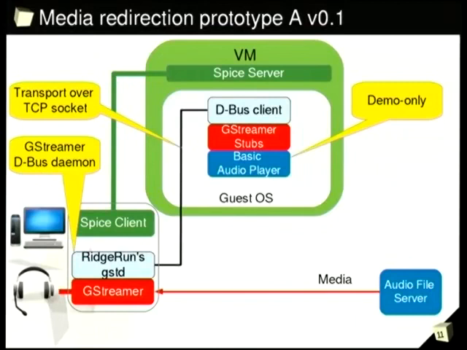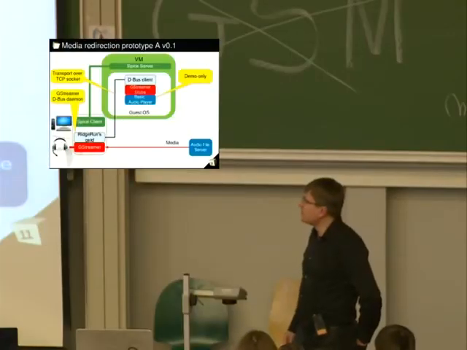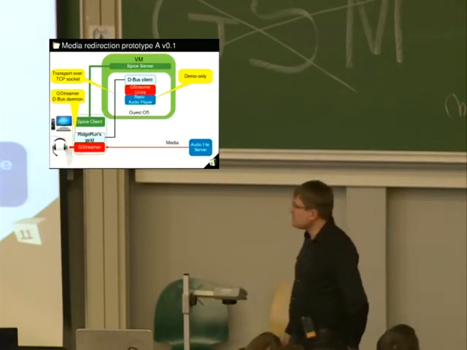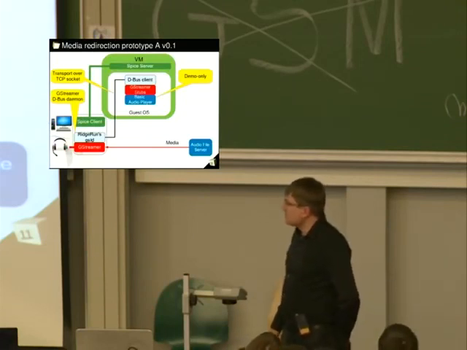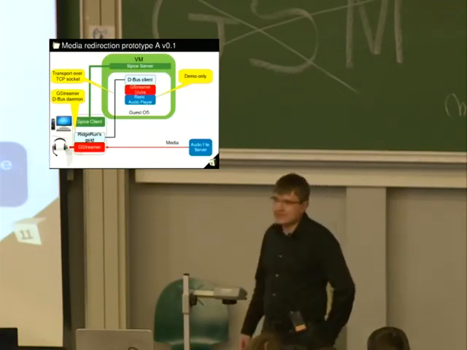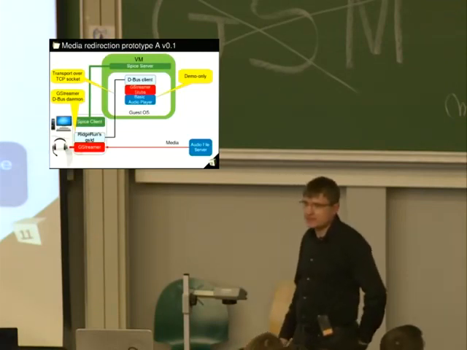So what is done now? That was only a concept, but now we want to show you what we have done so far. Basically, we have two proofs of concept. The first one is called prototype A. It is an audio player, basically the audio player from the GStreamer examples, a hello world from GStreamer.